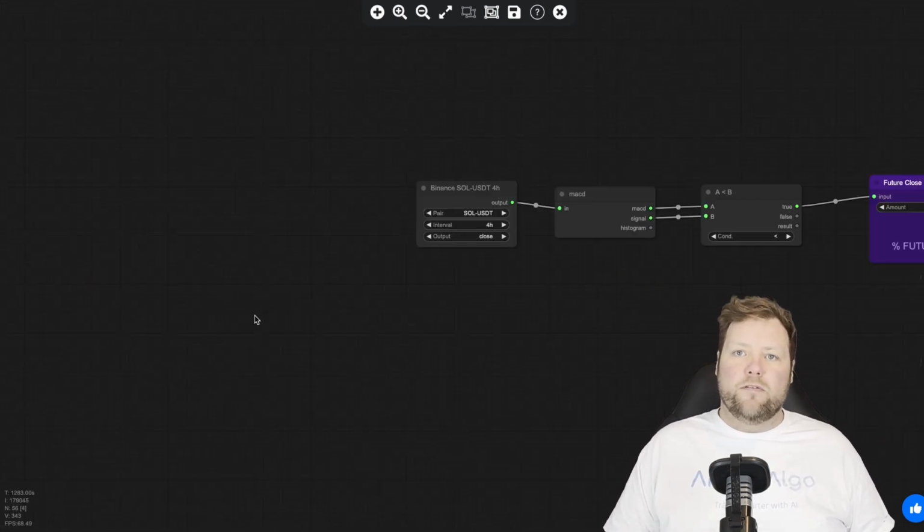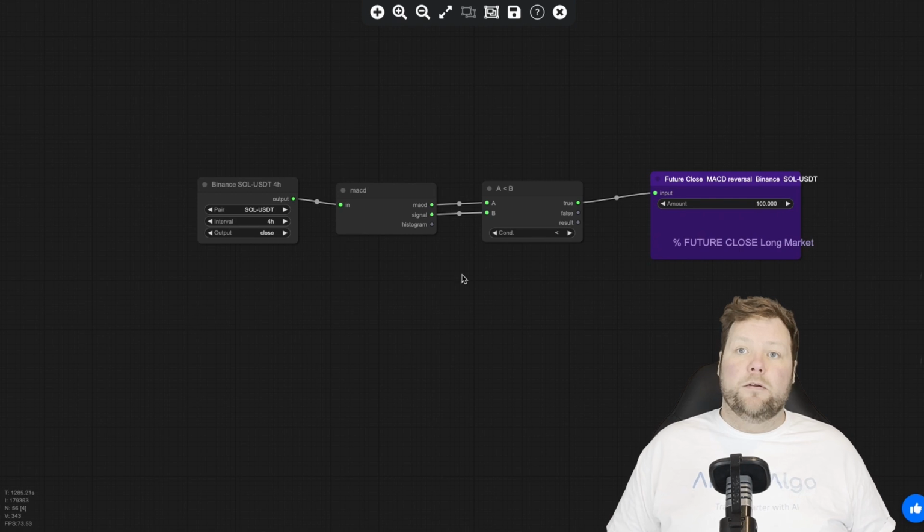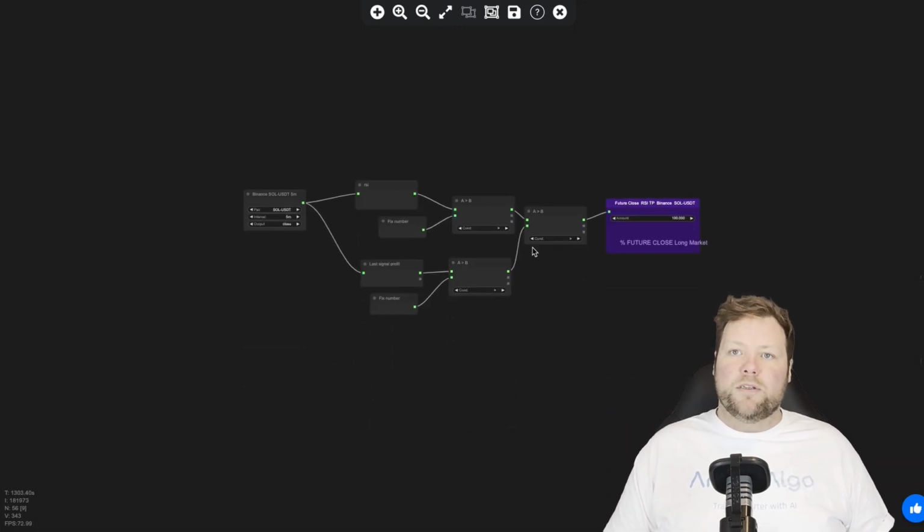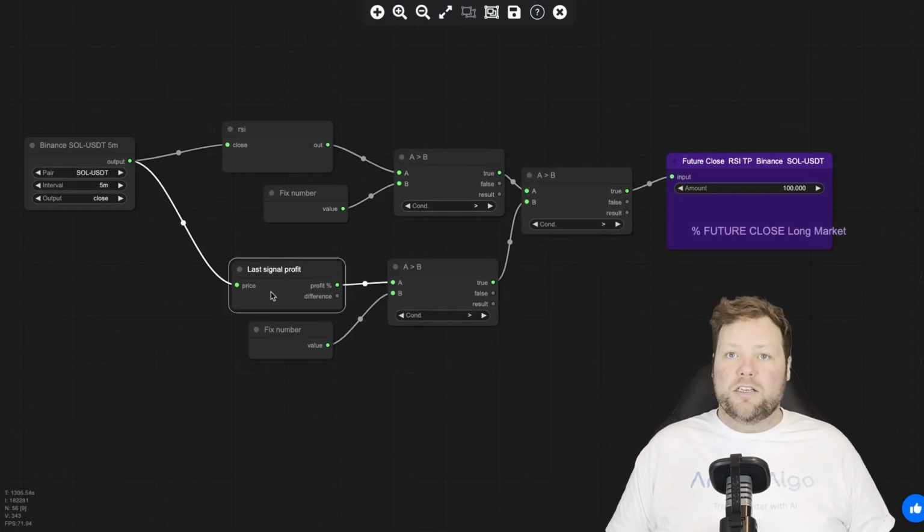If the 4-hour trend reverses, then I want to get out of the trade. So I'm going to have a rule here looking at the opposite of the MACD entry rule. This just ensures we're not holding for a major downturn. Then we build a proper take profit condition using the last signal profit block.